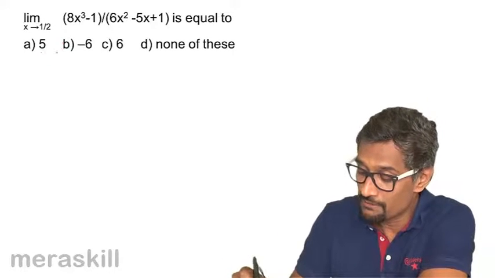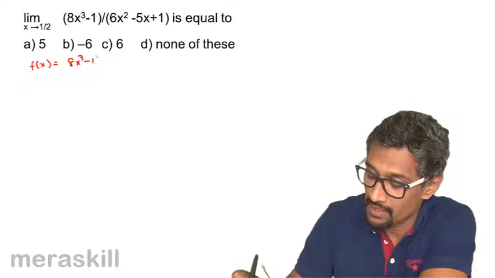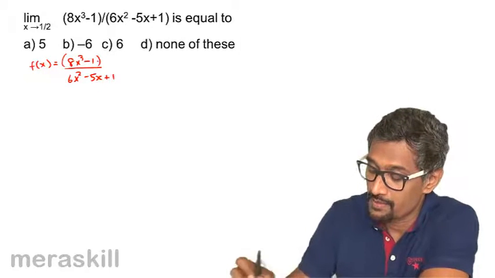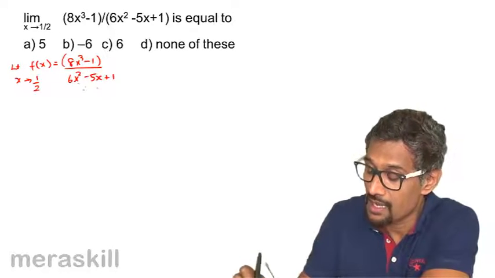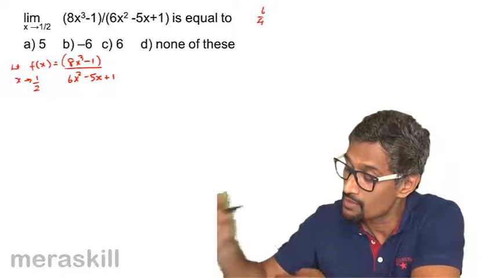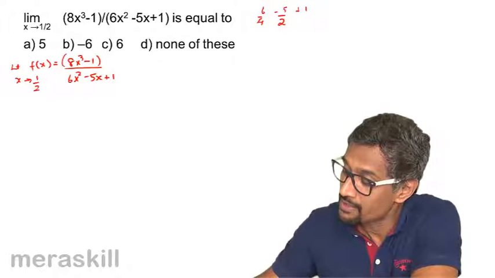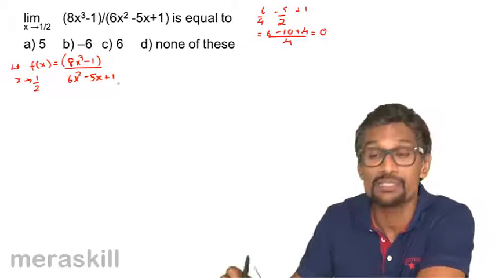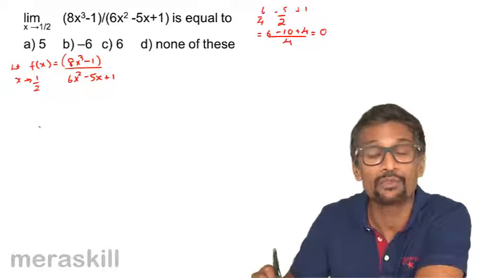So we have this particular function here, f of x is 8x cubed minus 1 divided by 6x squared minus 5x plus 1. And you need to find the limit of this function as x approaches half. If we substitute x as half over here, you end up getting 6 by 4 minus 5 by 2 plus 1, and you end up getting (6 minus 10 plus 4) by 4, which will turn out to be 0. So the denominator turns out to be 0, hence the expression could become indeterminate when x is half. So what do we do in such cases?